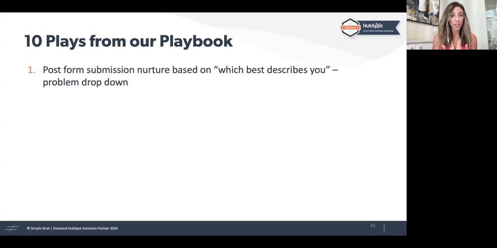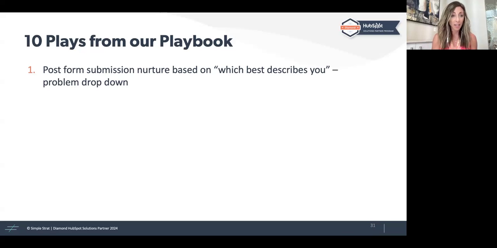But if you have a drop down that says which best describes you, and the descriptions are problems, think about things like, I'm going to use my HubSpot example, which best describes you. I'm new to HubSpot and really just trying to get started. I took over a messy portal.